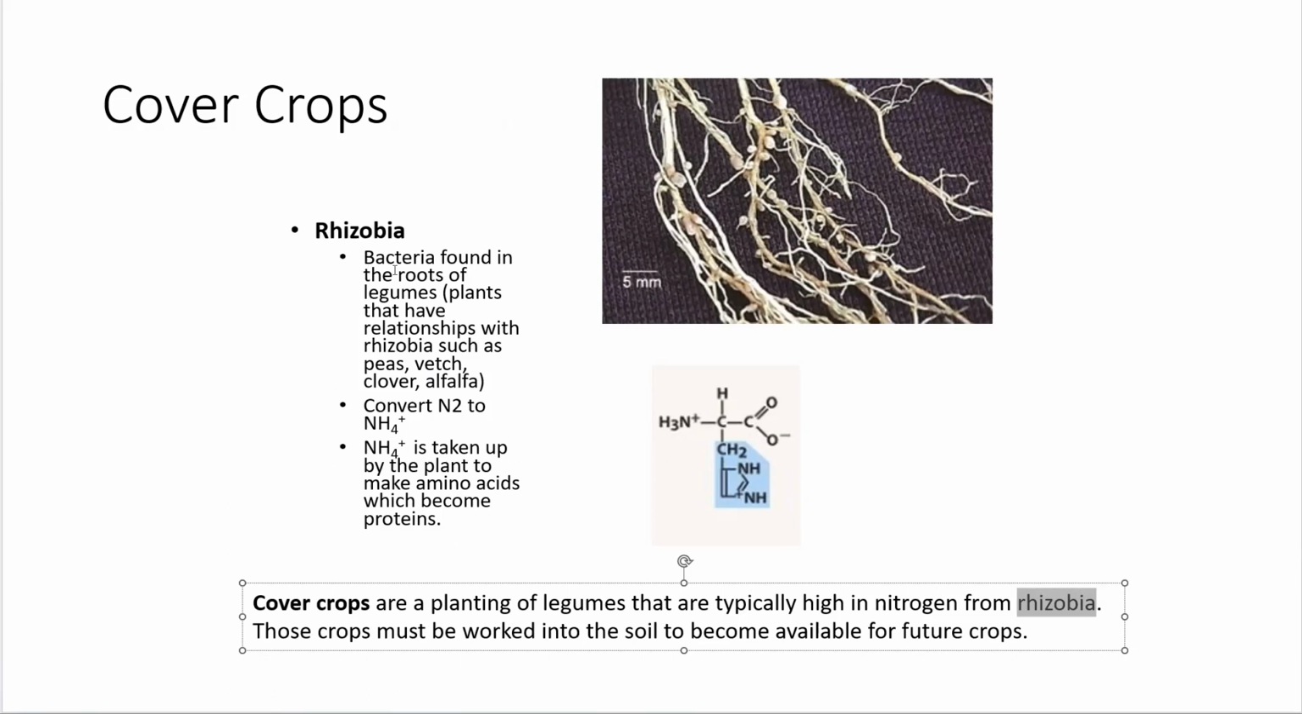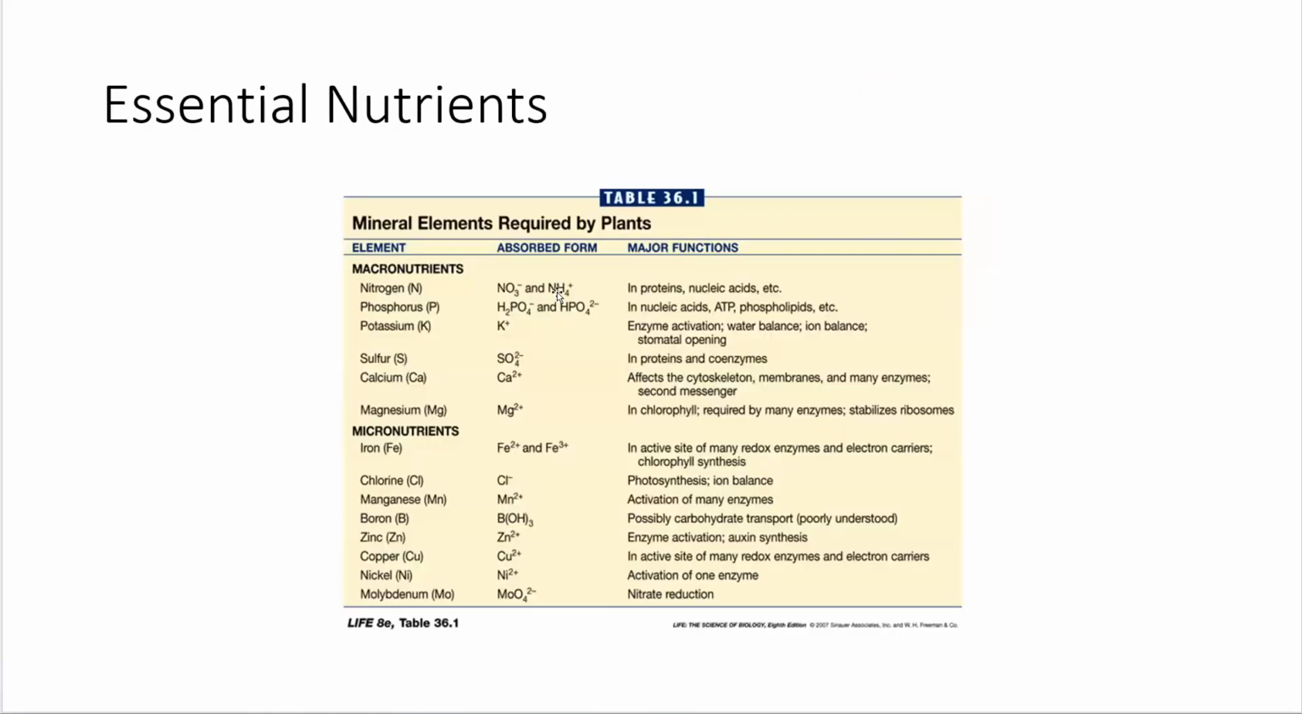Rhizobia is a bacteria found in the roots of legumes, also found in some other plants too. These are plants that have relationships with rhizobia, such as peas, vetch, clover, and alfalfa. It converts nitrogen into NH4. It's nitrogen fixing. So that NH4 and the NO3, those are both available forms of nitrogen that the plant can take up.